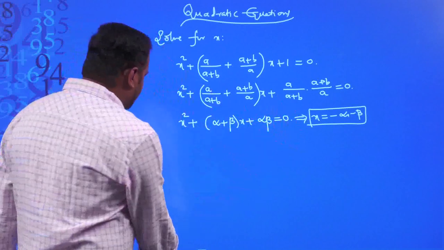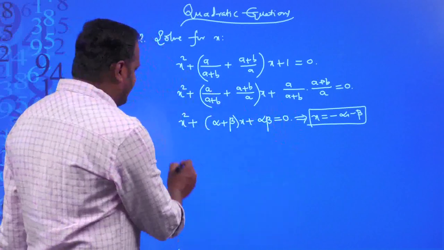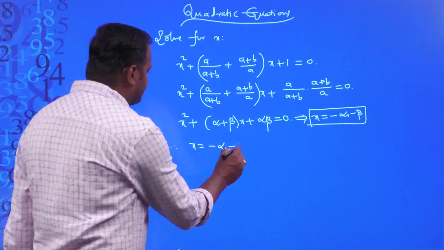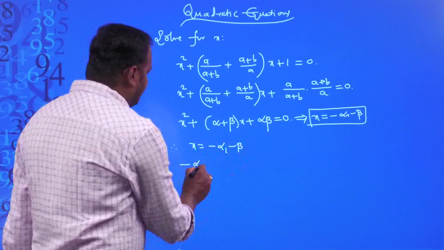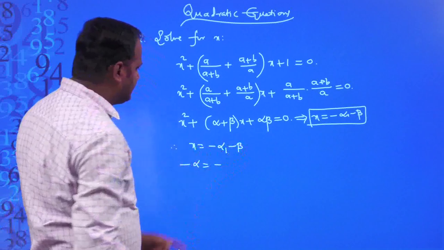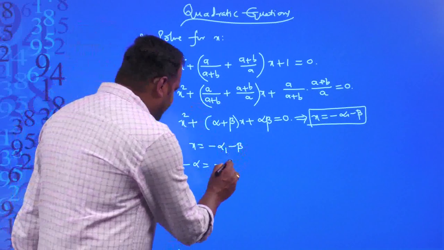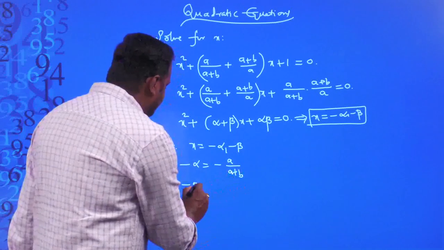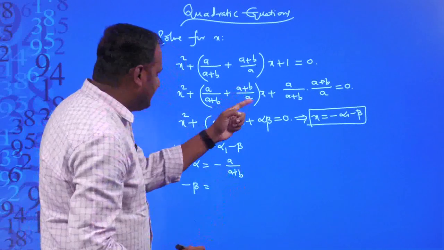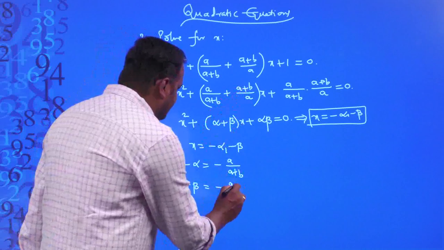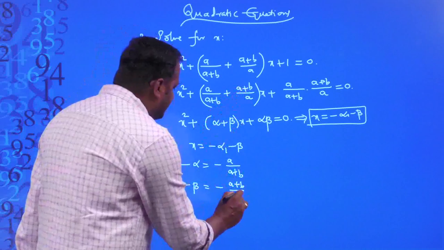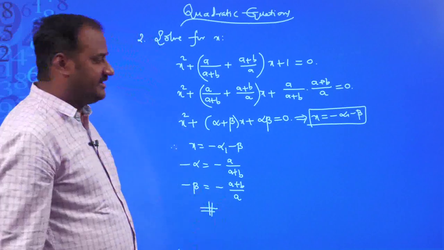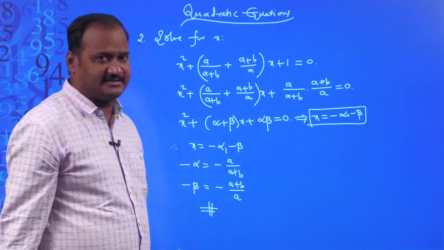So, what is there in the place of alpha and what is there in the place of beta? Yes, therefore, x is equal to minus alpha comma minus beta, where minus alpha is going to be minus, in the place of alpha you have a divided by a plus b, and minus beta is going to be a plus b divided by a. So, minus a plus b divided by a. So, these are the roots of the given quadratic equation, means these are the values of x, you understand?